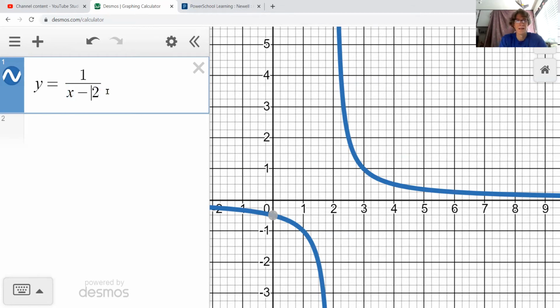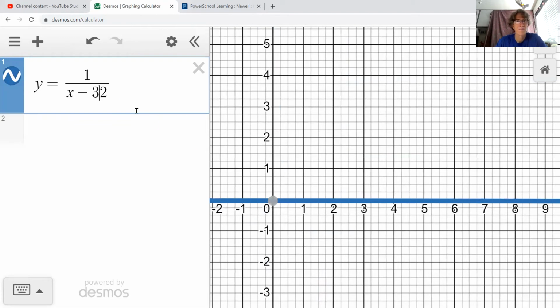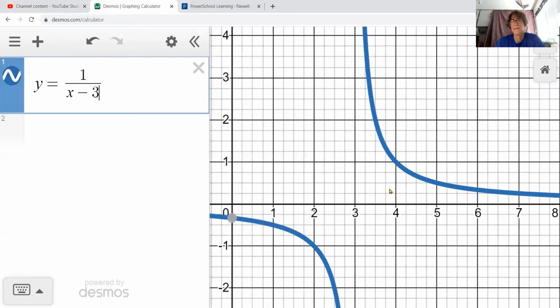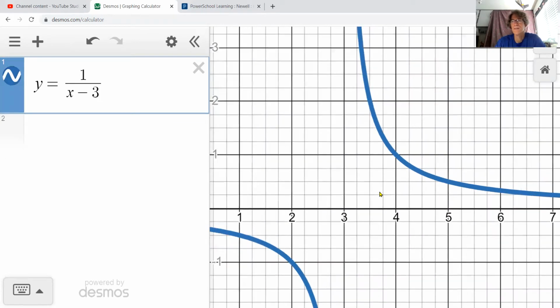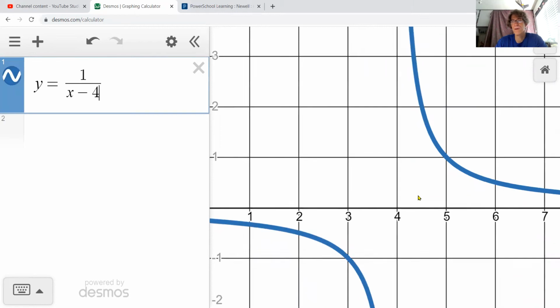If I made this x minus 3, as you can see, the graph's kind of close to 3, but doesn't want to be 3. I'm going to turn off some of these lines, make it a little easier to see. There we go, doesn't want to be 3. X doesn't want to be 4.